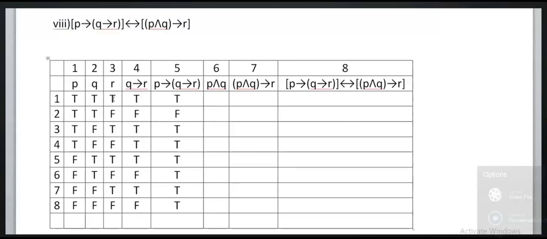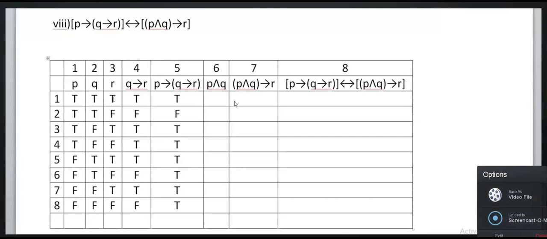Now next we'll find out the AND statement between P and Q. For the AND, we require both of them to be true, otherwise false. Now here T and T is T. T and T, it is T. T and F, F. F and T is again F. F and F is again F. See this?